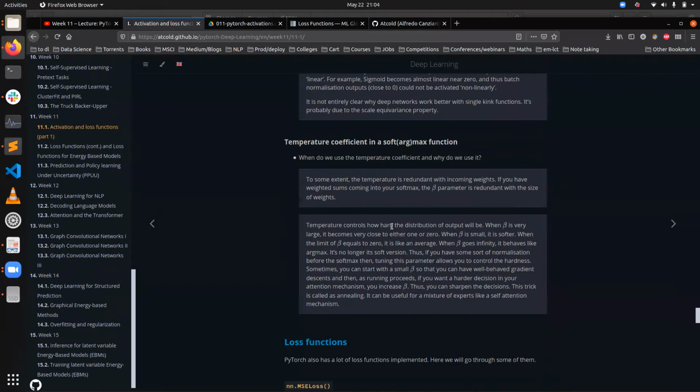Temperature controls how hard the distribution of outputs will be. I think it controls the contrast that you get between classes in the output of the softmax. When beta is very large, it becomes very close to either 1 or 0. When beta is small, it is softer.